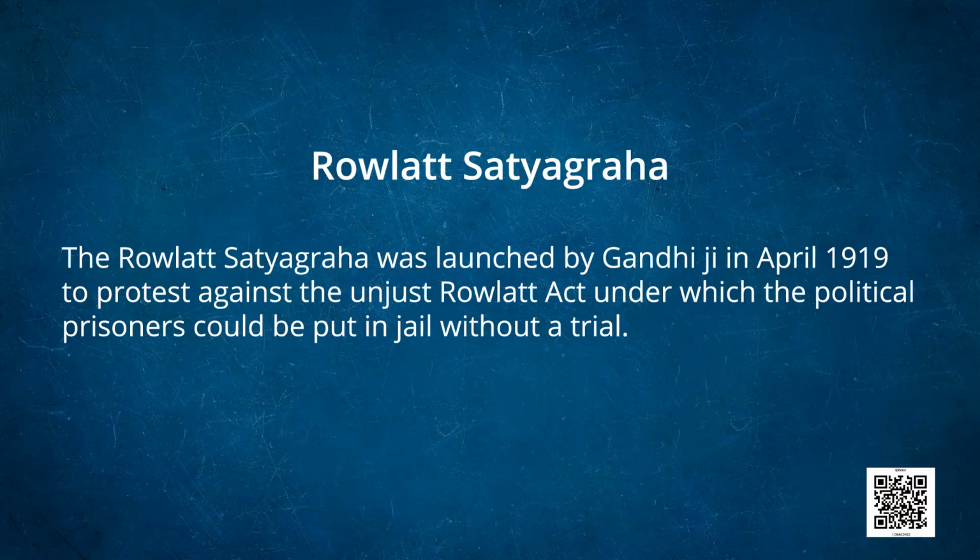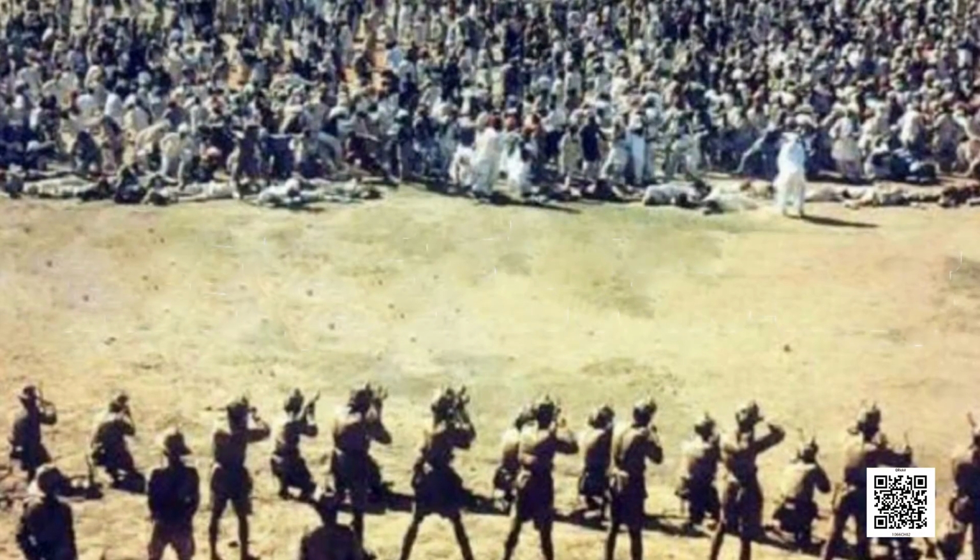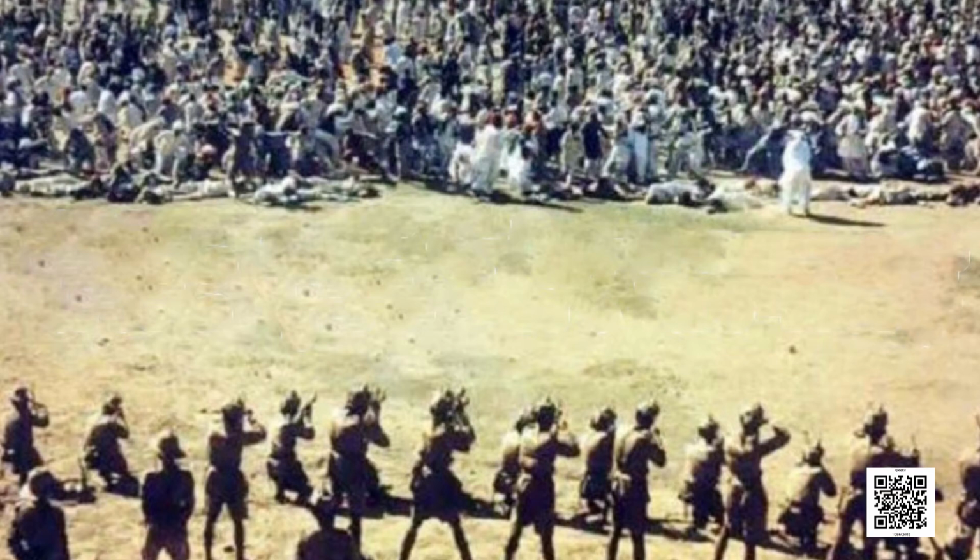When the Rowlatt Act was passed hurriedly through the Imperial Legislative Council, despite the opposition of the Indian members, Gandhiji's patience came to an end and he launched a nationwide hartal on 6th April 1919. Local leaders were picked up from Amritsar and Mahatma Gandhi was barred from entering Delhi.